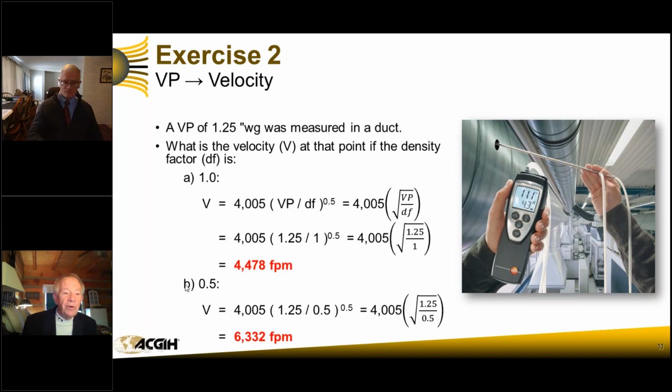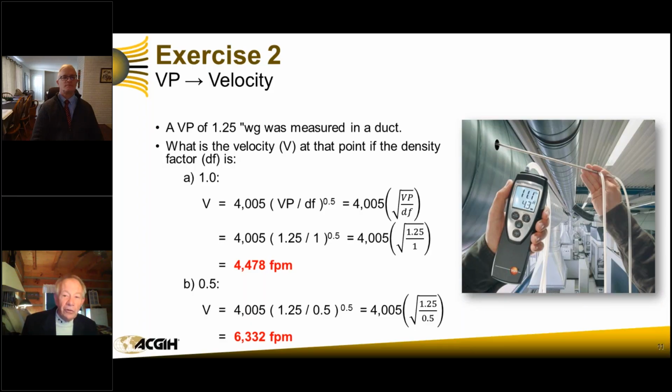What happens when we're at a density factor of 0.5? By the way, that's not that uncommon. A temperature of approximately 600 degrees Fahrenheit will get you a density factor of 0.5. So what happens? You're reading a velocity pressure of 1.25, but we're going to divide by 0.5 before we take the square root of it. So it's 1.25 divided by 0.5, take the square root of that, times 4,005. That's 6,332 feet per minute.